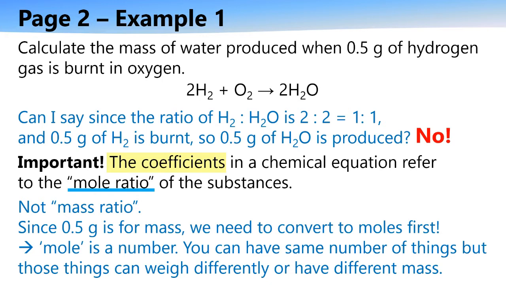Same like this. The ratio is 2 is to 2 or 1 is to 1. They have the same number, but they will have different masses, because one is hydrogen and one is water. So I repeat again, the coefficients refer to mole ratio, not mass ratio. We will need to convert the masses to moles first before we can use the mole ratio.